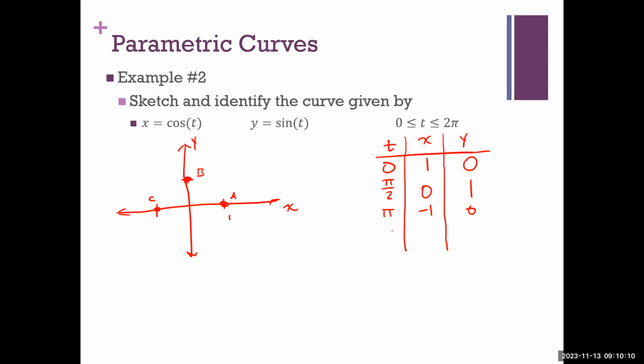Maybe 3 pi over 2. Let's do 3 pi over 2. What values for x and y do I get there? 0 and negative 1. All right. Do we need more points, or do we have an idea? If I connect these in the order in which they show up, if you use your imagination, what is that? It's a circle, right? So we made a circle.